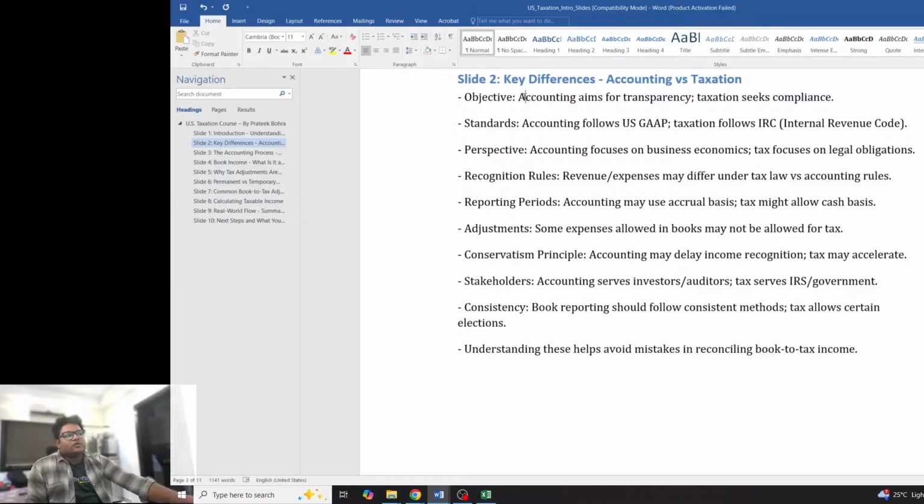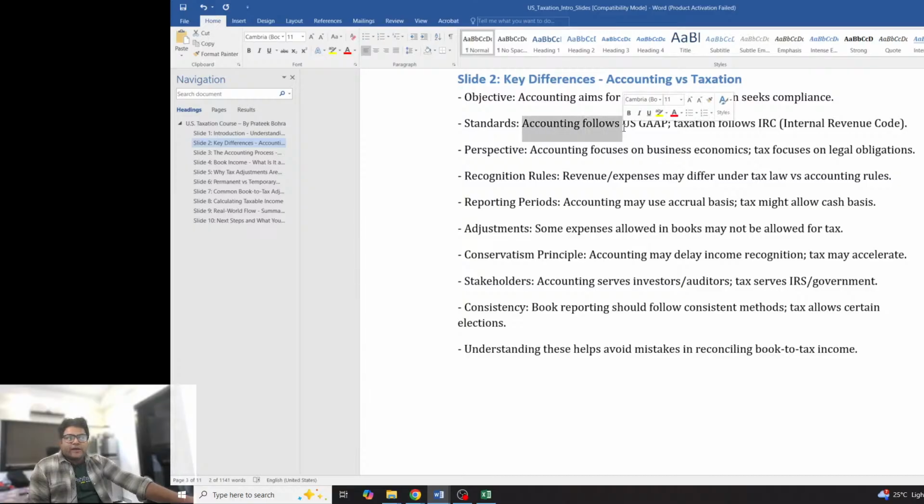Now, objectives. Accounting, as I mentioned, aims at transparency. It allows the business to understand whether they are actually making profits or loss at the end of the year, utilizing their own principles in order to record the transactions and come to the point where it is necessary. Whereas taxation does not have anything to do with fair transparency, it's used for compliance. The government and IRS will require you to file the tax returns with them, and they will collect taxes accordingly. So that's why taxation is important.